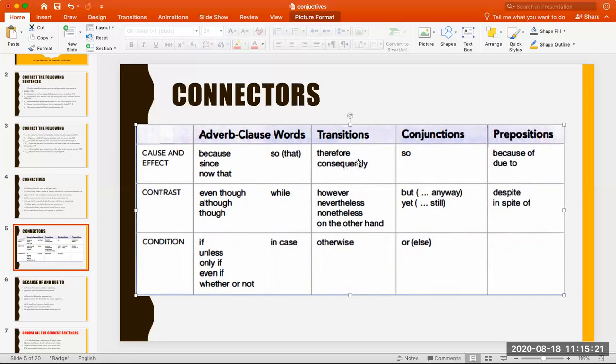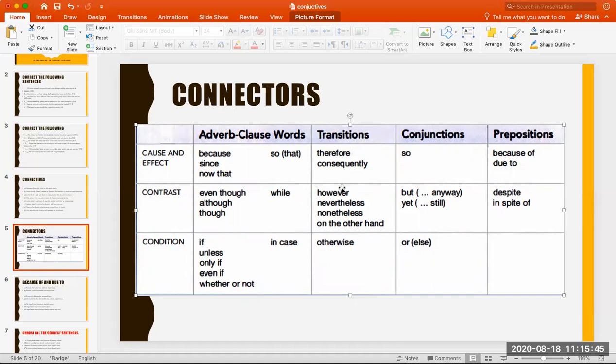Now, the transitions, therefore and consequently, remember, these are not subordinators, and they're not coordinators. If you use them in compound sentences, there should be a semicolon before them, in the middle of the two sentences. The conjunctions from the fanboys, we use so. For prepositions, we use because of and due to.